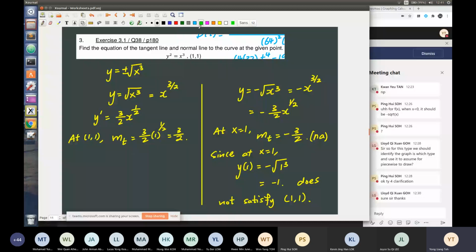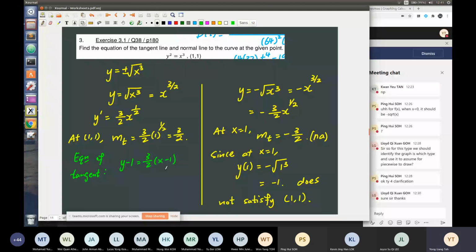So once we have this, we can write out what is our equation of the tangent. Equation of tangent: this is giving me y minus 1 equals 3 over 2 (x minus 1). Of course you can simplify.